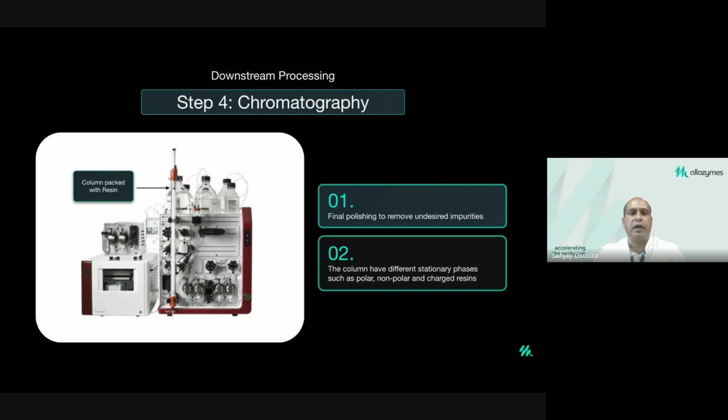Chromatography step. This is, I would say, a polishing step wherein you remove all the unwanted impurities and get the product to the desired quality. The system has a pumping module and also the column, where different resins like polar and non-polar resins are tested, and the process is optimized and the product is collected.